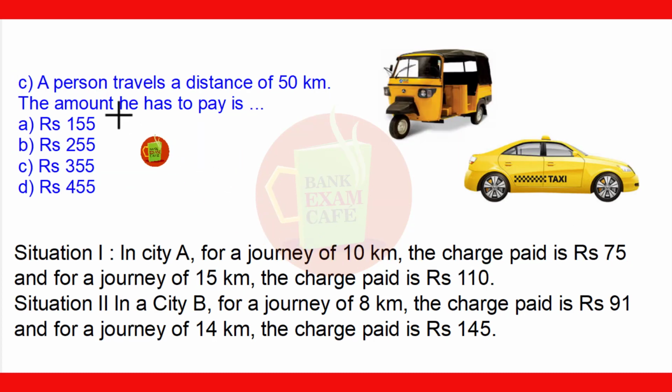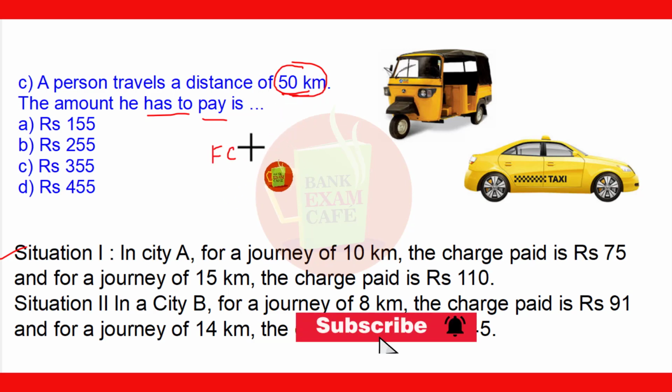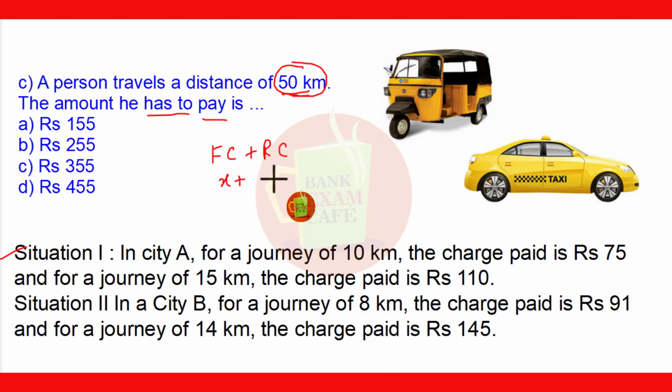Now friends, here is the next question. A person travels a distance of 50 kilometer. The amount he has to pay is, you have to take situation 1 only, that as per situation 1, for a travel of 50 kilometer, what will be the charge, that we have to calculate. Charge is calculated as fixed charge plus running charge, correct? Fixed charge we are taking as X and the running charge we are taking as Y. So for 50 kilometer it will be 50Y.